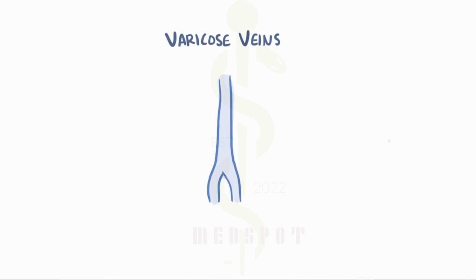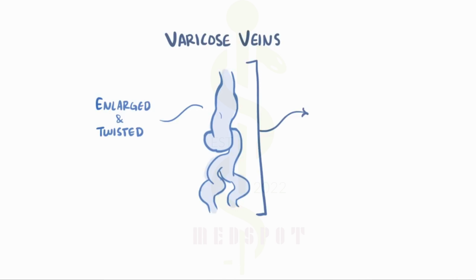Varicose veins are veins that have become enlarged and twisted, and this most commonly happens in the veins of the leg. How do these form?